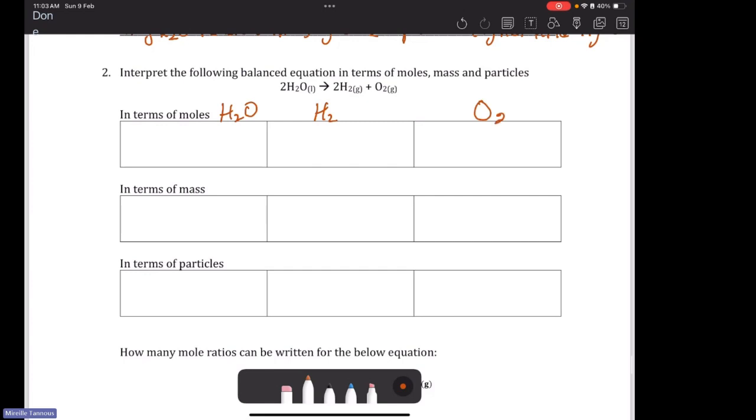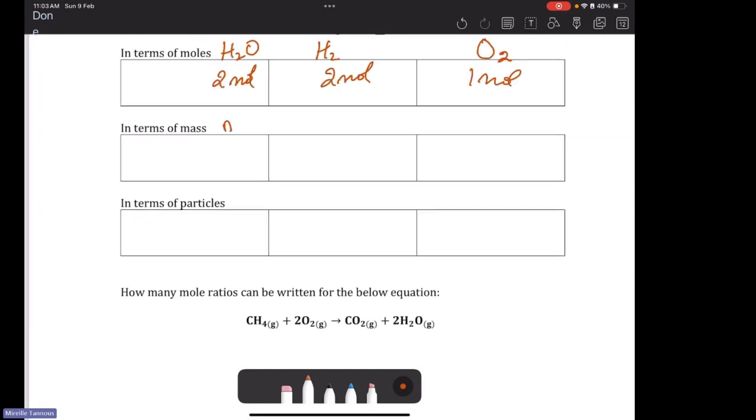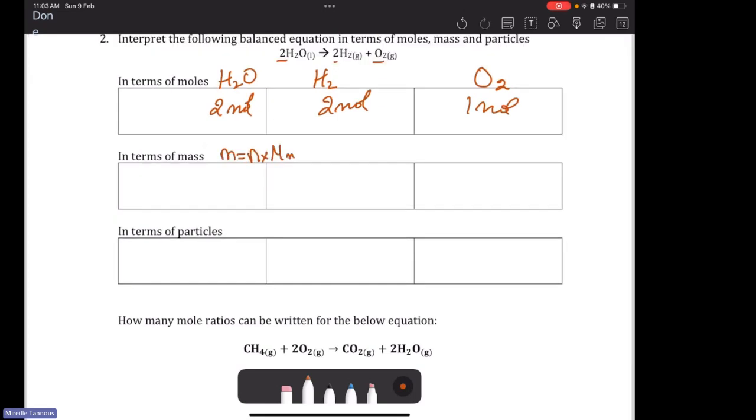So in terms of moles, I have 2 moles, 2 moles, 1 mole. In terms of mass, mass is mole multiplied by molar mass. The molar mass of water is 18, so I'm going to multiply 2 by 18, that's 36 grams. The molar mass of hydrogen is 2. I'm going to multiply 2 by the mole. That's 4 grams. And the molar mass of oxygen is 32. I'm going to multiply it by the mole.